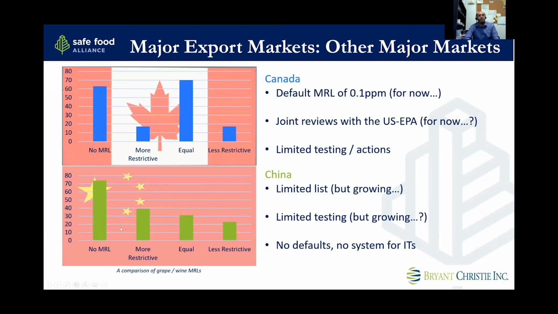Similar situation for China. You can see a lot of commodity, a lot of U.S. MRLs don't have a counterpart in China. Very limited lists, but it's something they've been working on. Also, historically, very limited testing, but again, that's starting to grow. I think we recently had the first couple violations of U.S. product going into China. And then no defaults and no system for import tolerances. So, really, kind of a sleeping lion there. Hasn't been a problem yet, but could very easily turn into one.